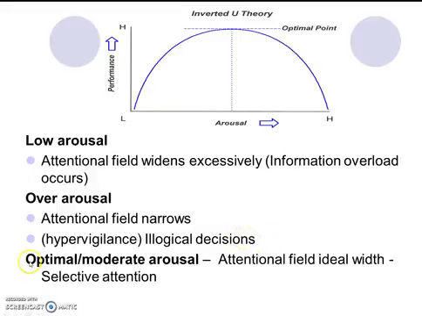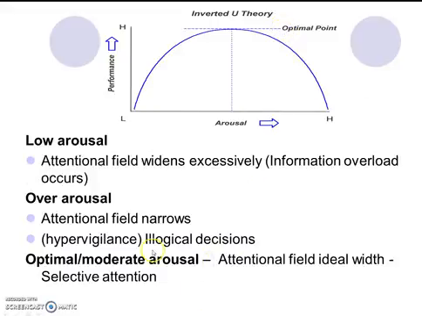Going on from there, the last one is the middle bit: optimal arousal, the middle arousal point. When you're at optimal arousal at a midpoint, the attentional field is at the ideal width. It's perfect, and this allows you to have ideal selective attention. And remember, selective attention is the concept of disregarding irrelevant stimuli and focusing on or filtering the relevant stimuli.